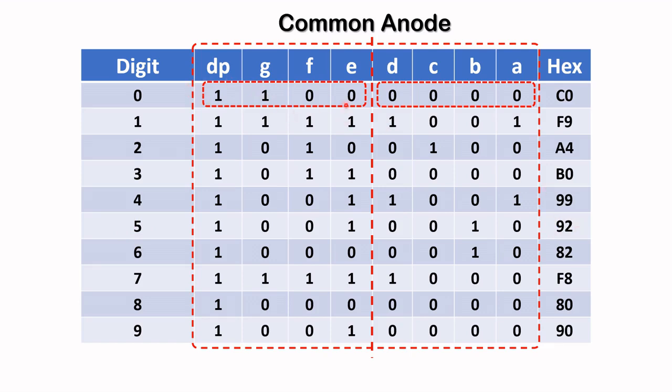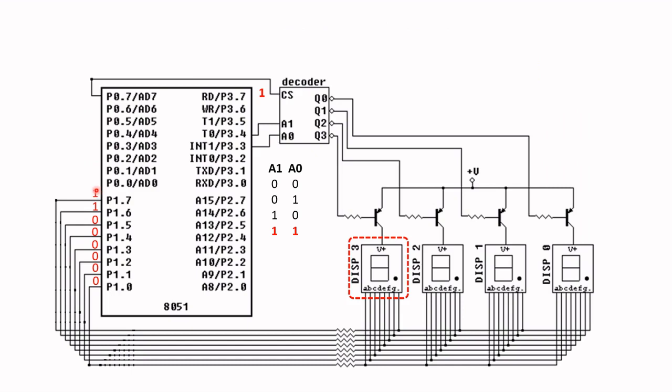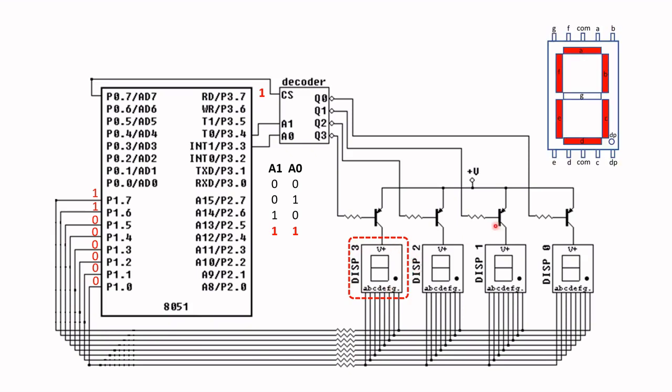But let's look at digit zero. So you want digit zero, so you put in 00000011. That would then be transferred to this display, and you get a zero being displayed on the seven segment. Okay.